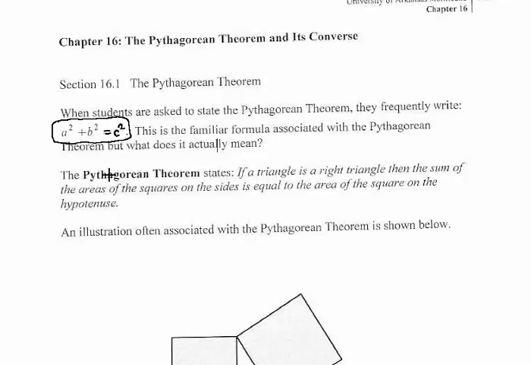specifically a right triangle. And so the theorem states, if a triangle is a right triangle, then the sum of the areas of the squares on the sides. And so it's referring to this left hand side in our formula, a squared and b squared, we have the sum. So, and as you know, if you have a perfect square, then why does it mention the areas?